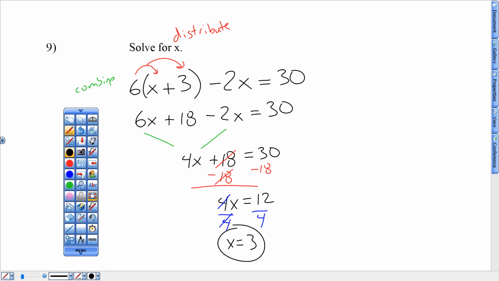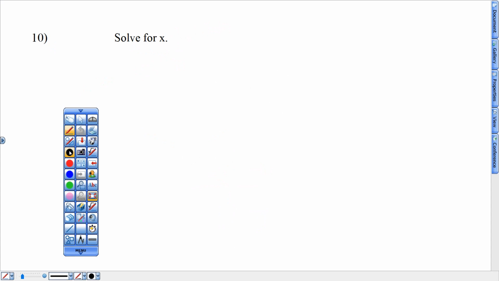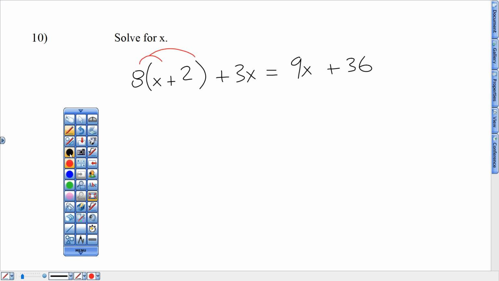All right, last problem. Here we go. This one, you distribute, combine like terms, and then it becomes a variables on both sides equation that I have to have you know how to do. So this is 9x plus 36. I'm going to distribute first, distribute this, and that's going to give me 8x plus 16 right there. Bring down the plus and the 3x.